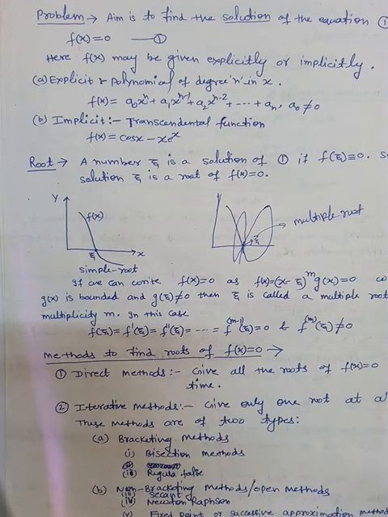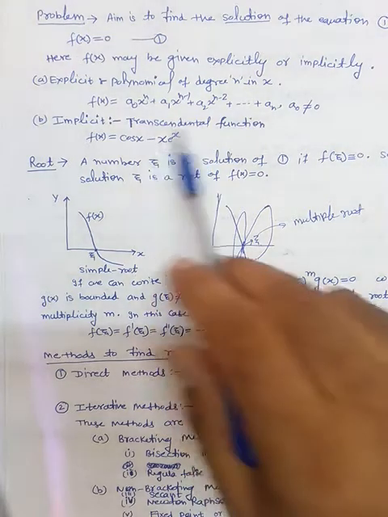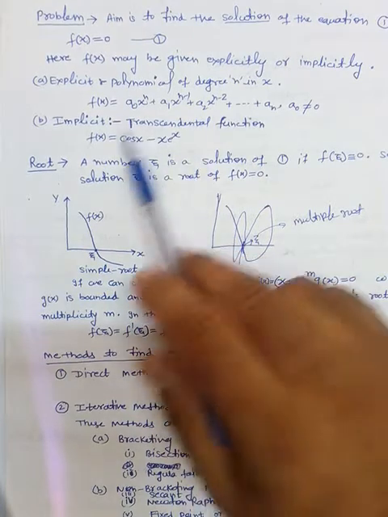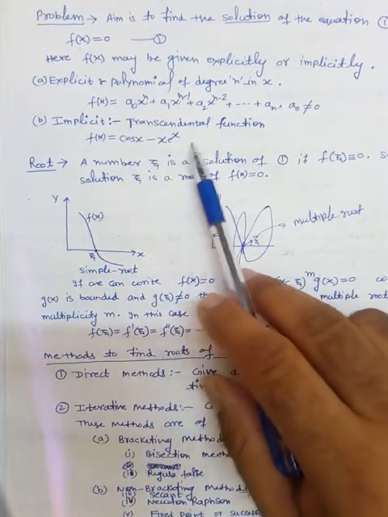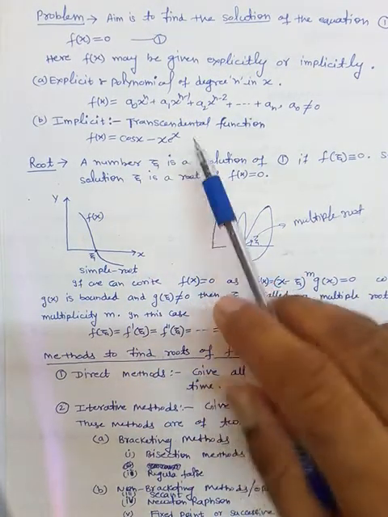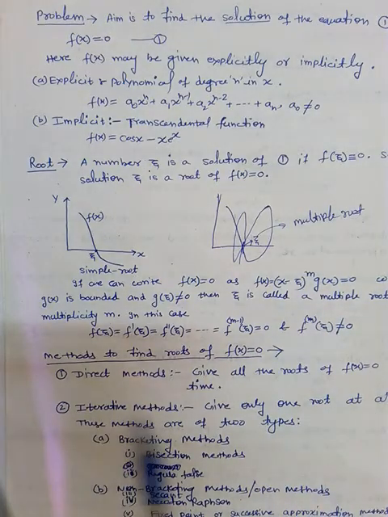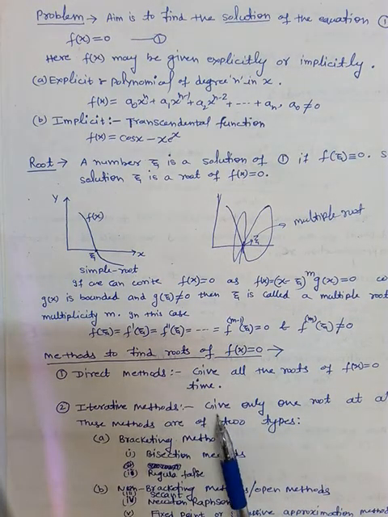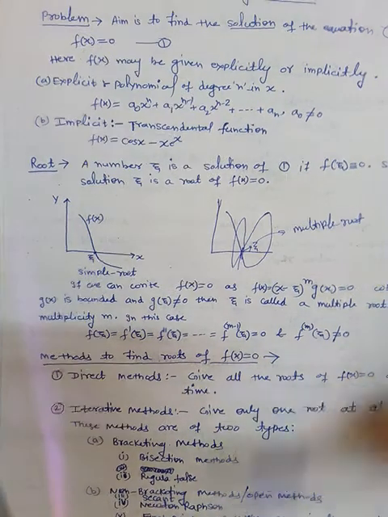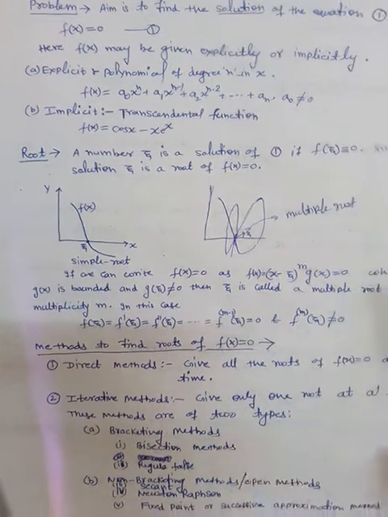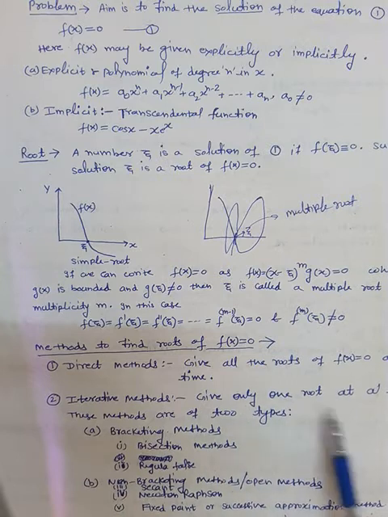But sometimes you are not able to apply the direct methods. For example, this type of problem, you are not able to write down the direct methods. Direct से आपको नहीं पता लगेगा कि root क्या है इसका. Then you can apply the iterative methods. What are the iterative methods? They will provide you root iteration by iteration. Okay, so give only one root at a time.